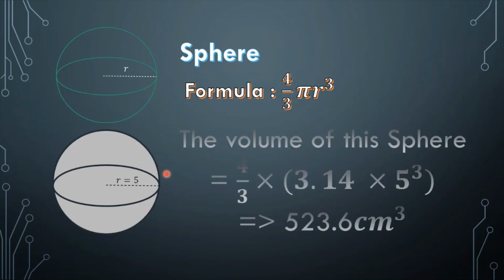In this example, the radius here is 5 centimeters. So the volume is, you substitute it, 4 by 3 times pi, which is 3.14, times 5 cubed. So you get 523.6 centimeters cubed. So the volume is 523.6 centimeters cubed.